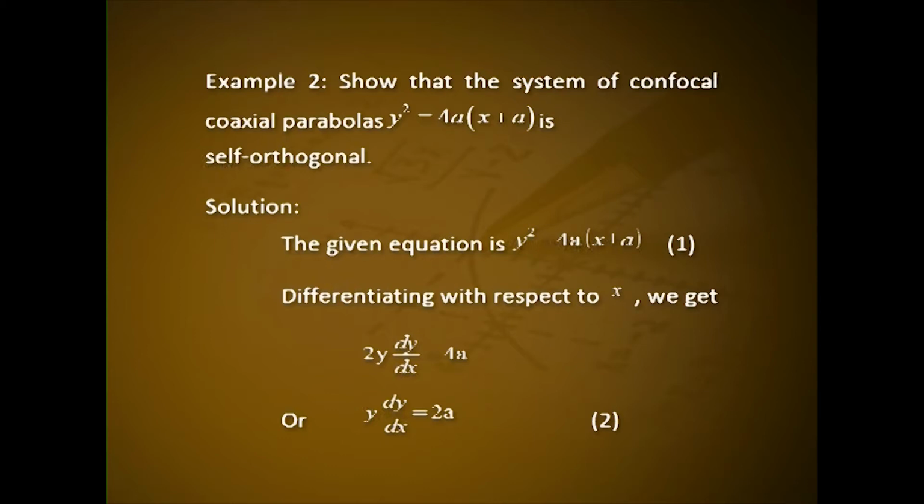Let it be equation number 1. Differentiating with respect to x, we get 2y dy by dx is equal to 4a, or y dy by dx is equal to 2a. Let it be equation number 2. Eliminating a between equation 1 and equation 2, we get y square is equal to 2y dy by dx into x plus 1 by 2y dy by dx, that is y dy by dx whole square plus 2x dy by dx minus y is equal to 0. Let it be equation number 3, which is the differential equation of the given family.